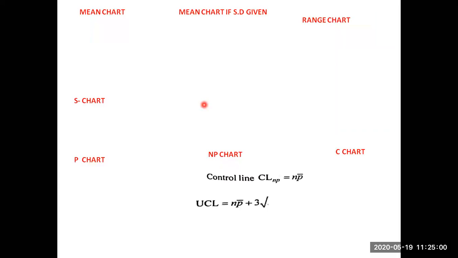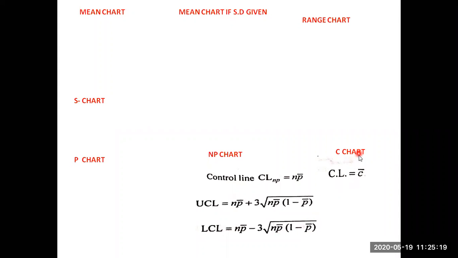Next one. Here are the formulas I am saying. Control line formula, NP chart. NP bar only. Upper control line is NP bar plus 3 into root NP bar into 1 minus P bar. Lower control line is NP bar minus 3 into root NP bar into 1 minus P bar.